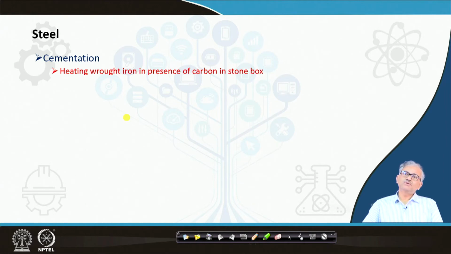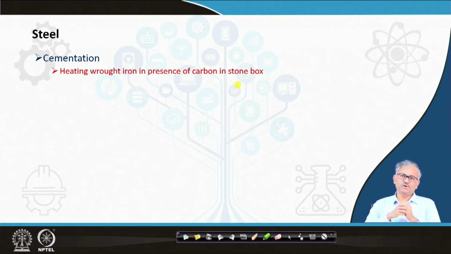Wrought iron's strength was not very high because the carbon percentage was very low. So people wanted to increase its hardness. So what is that? There is the heating of the wrought iron in presence of carbon in a stone box, that is called the cementation process. What you can do is increase the carbon in the wrought iron. But if you do that, the carbon will increase in the surface area only, because the penetration to the center will take a lot of time. So that was not possible.